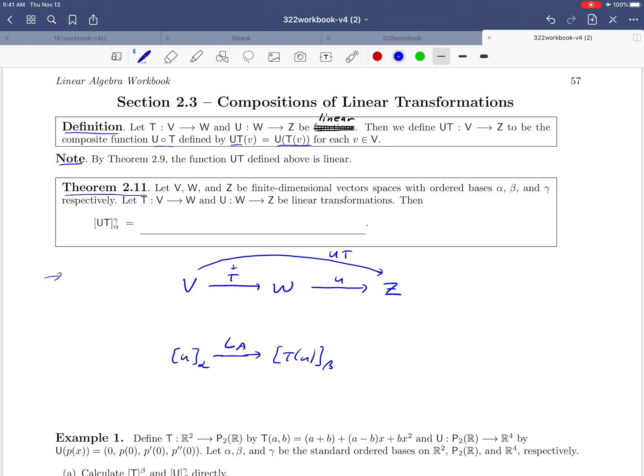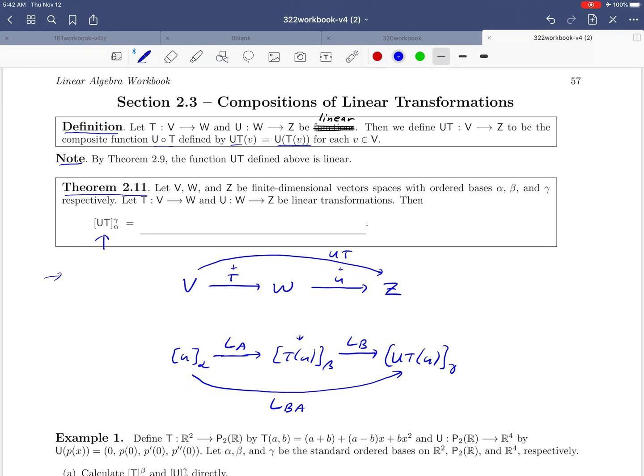Similarly, we've got this vector T of u. We could substitute that into the transformation U and get an output and a coordinate vector for that output, UT of u relative to the coordinates gamma. Then there's a matrix that we could multiply by that would take us from the beta coordinates to the gamma coordinates. I'll call it B. The matrix that we're looking for would be the matrix that takes us from this coordinate to this coordinate. The picture tells us that that matrix is going to be B times A.